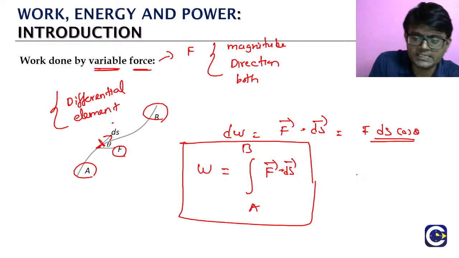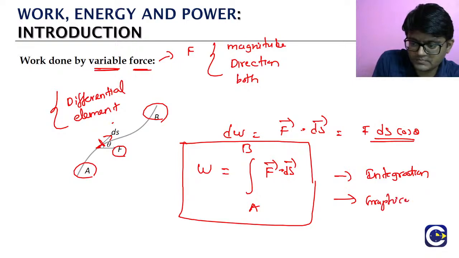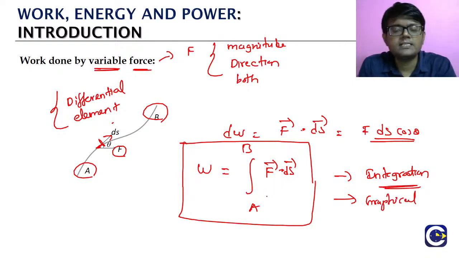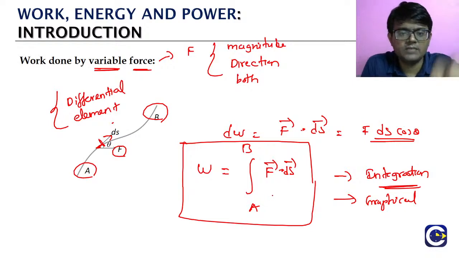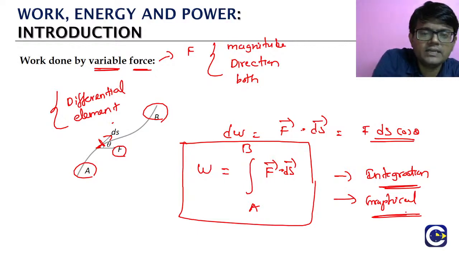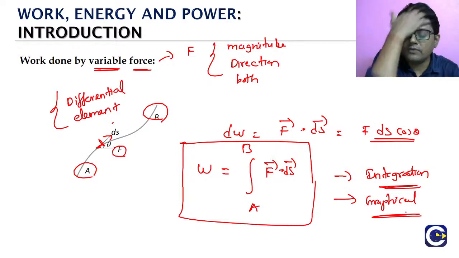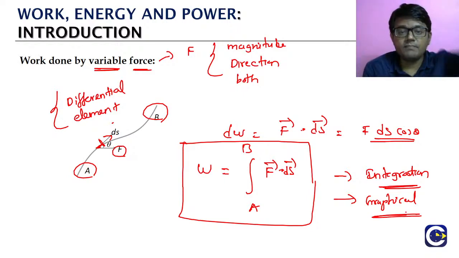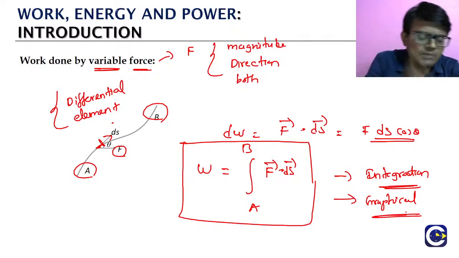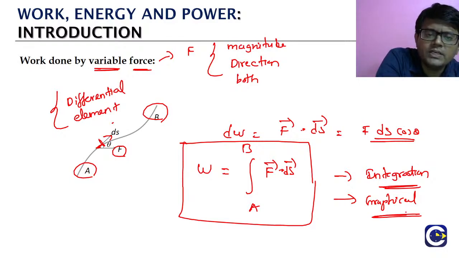There are actually two methods. One is the integration approach, and the second is the graphical approach. This formula tells us how to find the work done because of a variable force using the integration approach. Later we'll see how to find the work done using the graphical approach. But to find work done in the graphical approach, we must be given the graph. This is how we are going to find work done in case of the variable force.